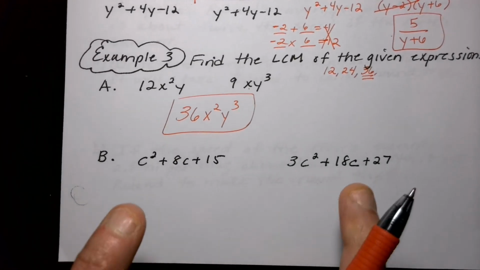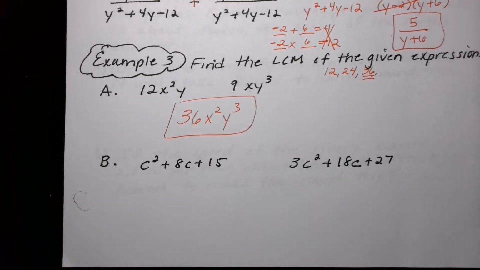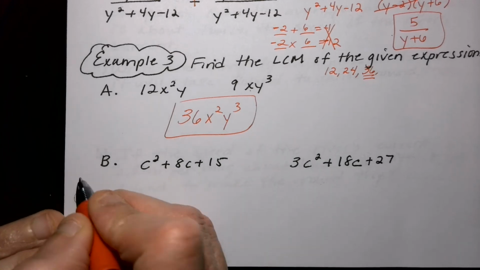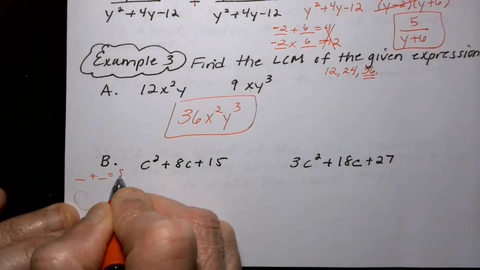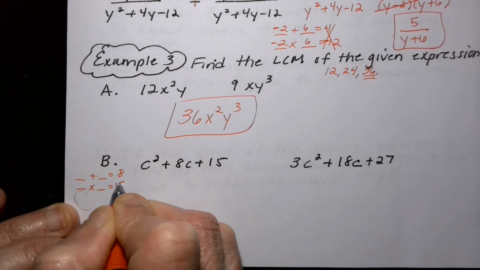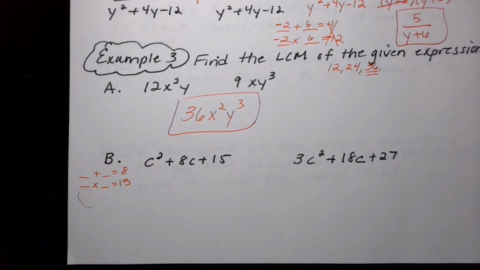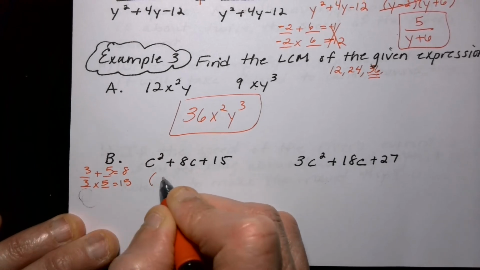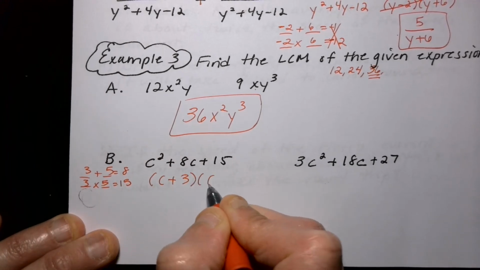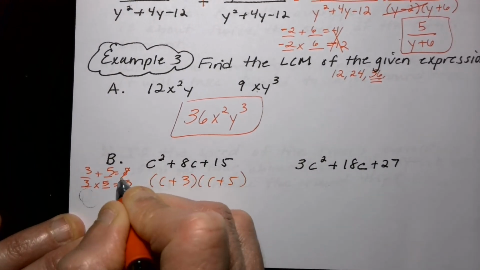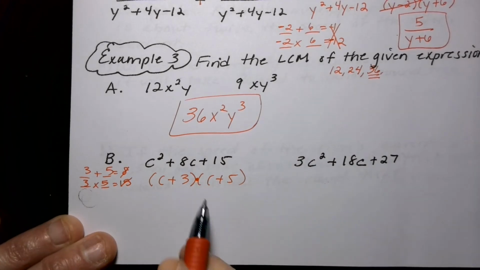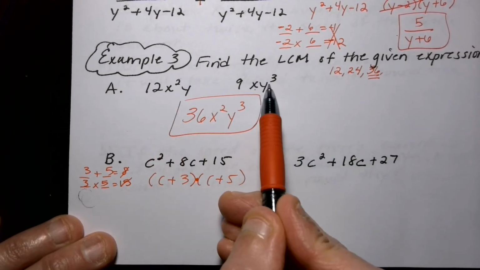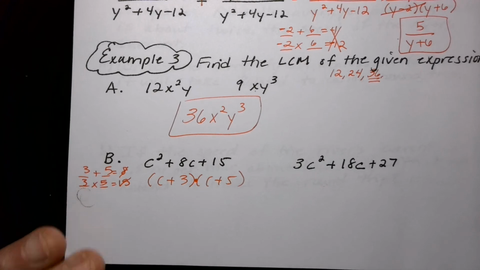Okay, so let's look at these. So they give you two trinomials here. Well, it's kind of the same now. So we need to do, okay, what plus what equals 8, what times what equals 15. Oh, 3 and 5 looks right. So we have c plus 3 and c plus 5. Because we need it to be multiplied. Like these are all multiplied up here. We need that here to be able to find the least common multiple.